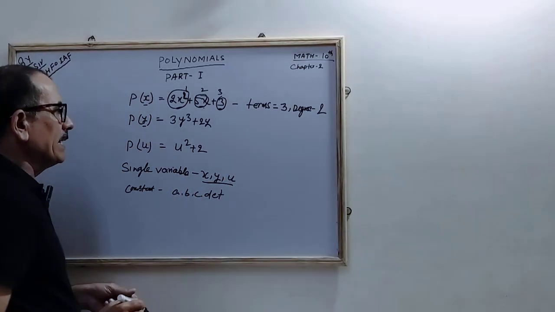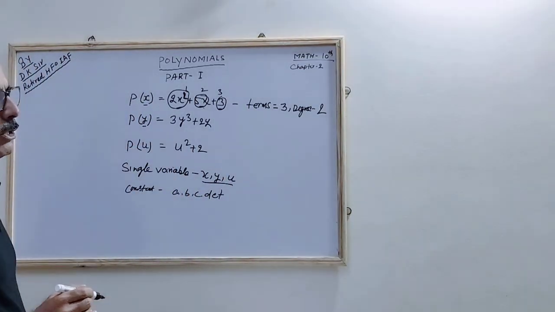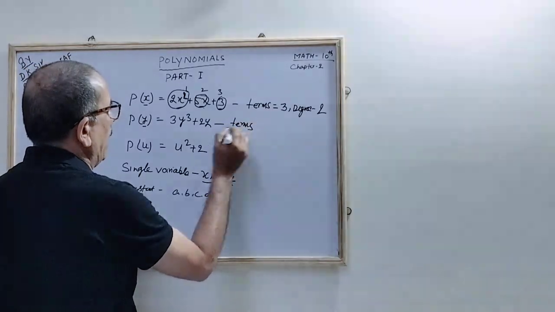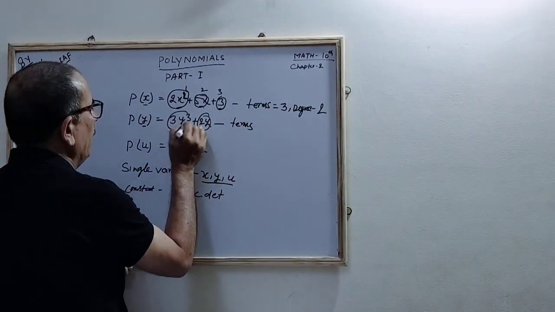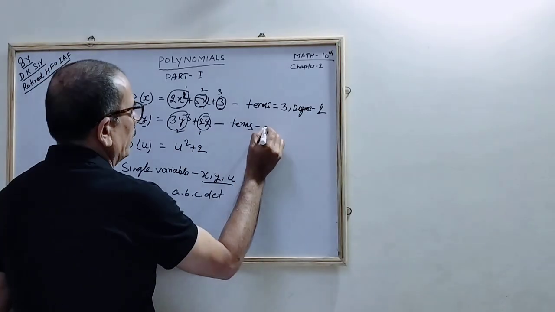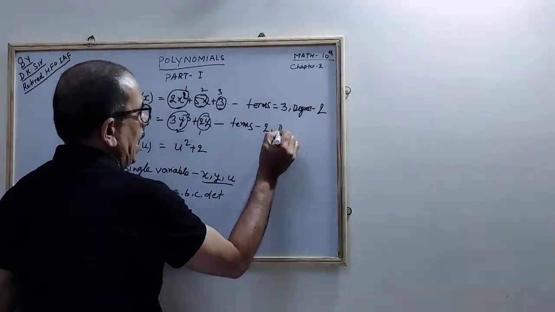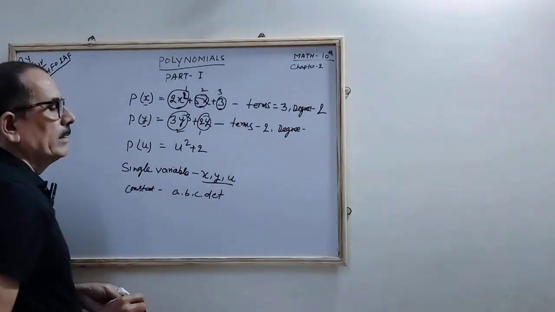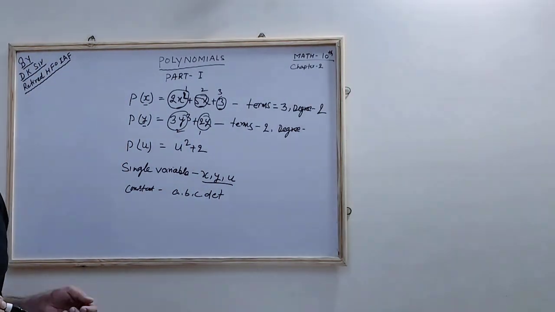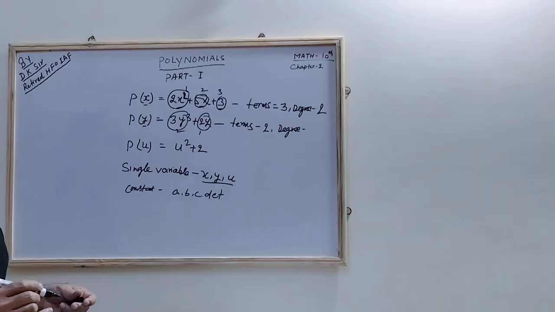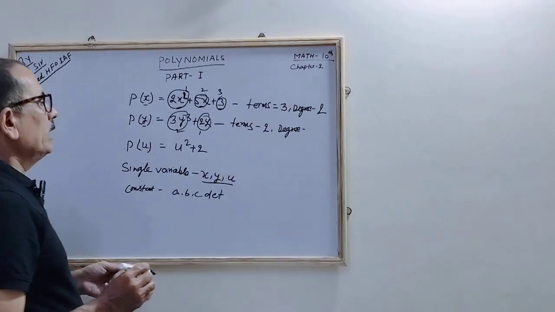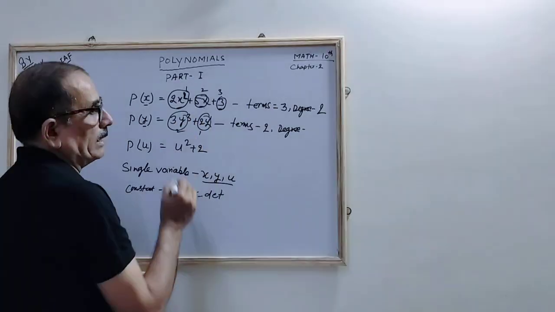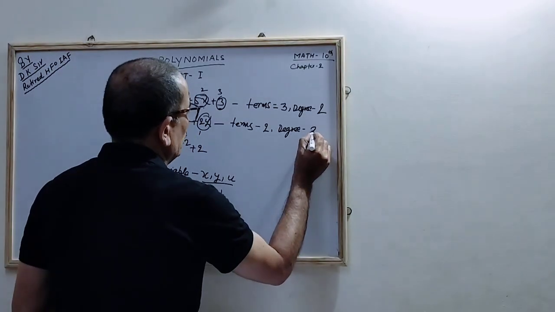In the second case, the variable is y, and the number of terms is 1 and 2. Correct? So the number of terms is 2. And the degree is the maximum power of the variable, said to be the exponent or the power. That is called the degree. Here y has 1 and y has 3, so we take the degree as 3.